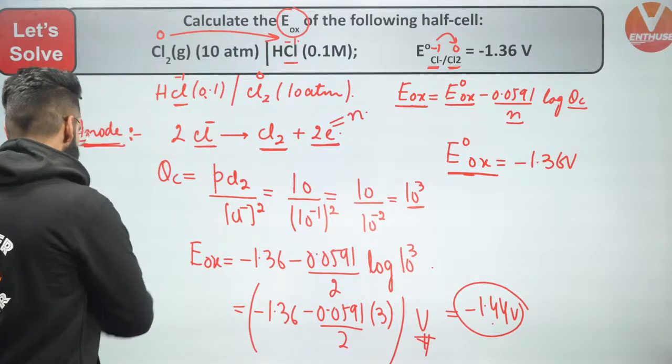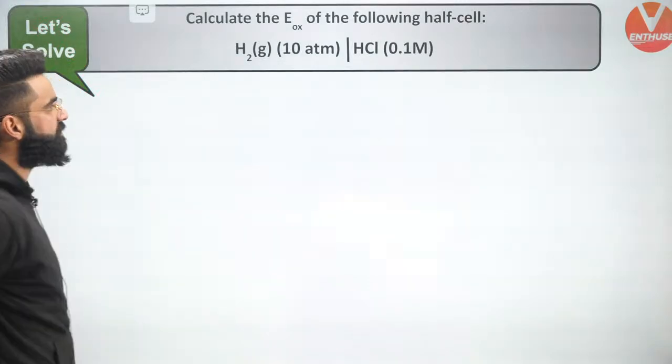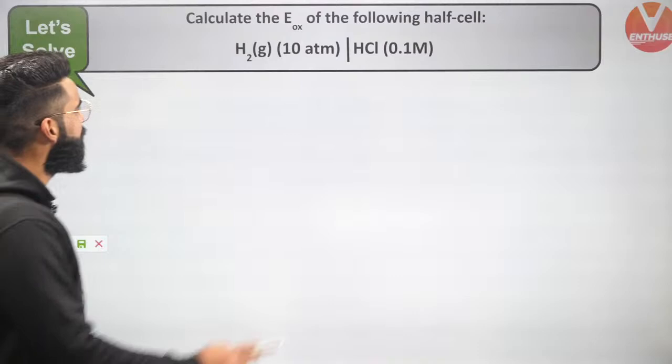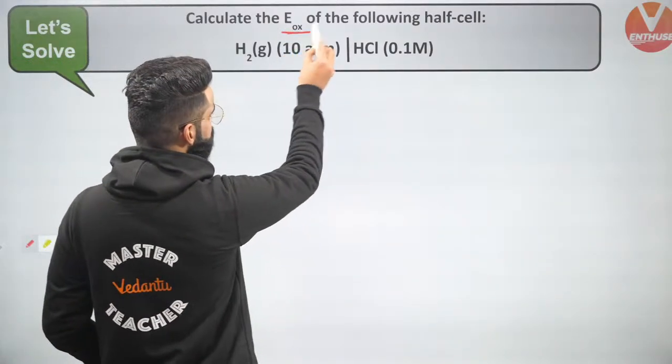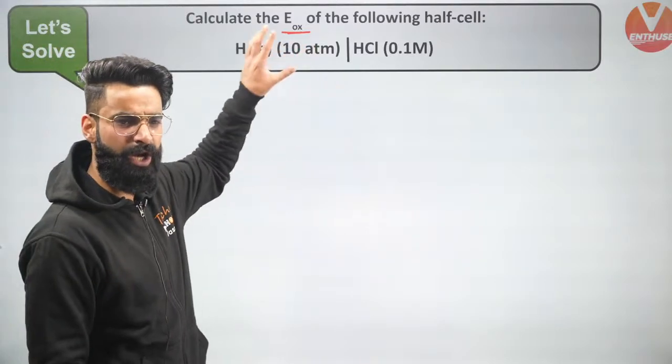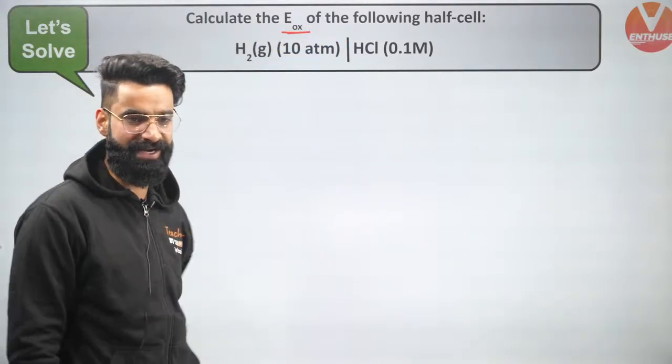Wonderful, guys. So let's move on to one more question which is on our screen right here. See, guys, again the same type of question. Calculate the oxidation potential of the following half cell. Half cell matlab electrode. Yes, we are supposed to calculate the oxidation potential of this electrode right here.